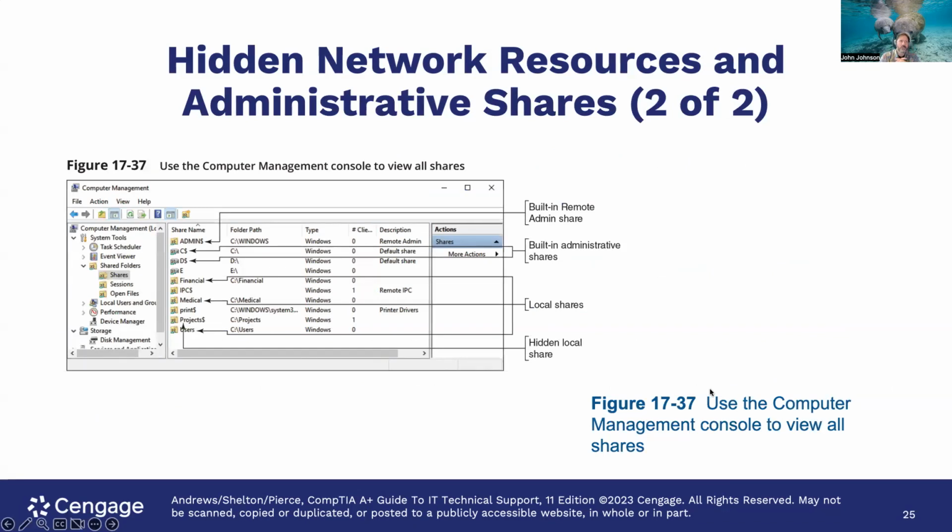You can also go into the Computer Management console and look at your shares just by clicking the Shared Folders section. Click on Shares, and then it'll show you all the different types you've got in there. You've got your built-in remote admin ones, your built-in administrative shares, your local shares, and your hidden local shares all listed in there. And notice how they have the $ sign behind the hidden ones too.